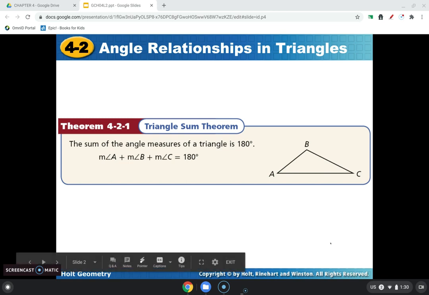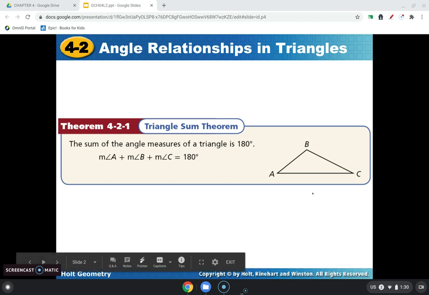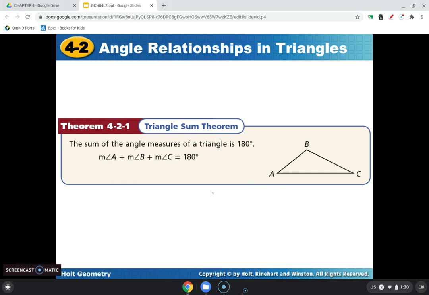Geometry Lesson 4.2. We will be talking about angle relationships in triangles. As we've already learned about, I don't know if we've officially talked about, but the triangle sum theorem states that the interior angles of a triangle add up to 180. So A plus B plus C would be 180 degrees.